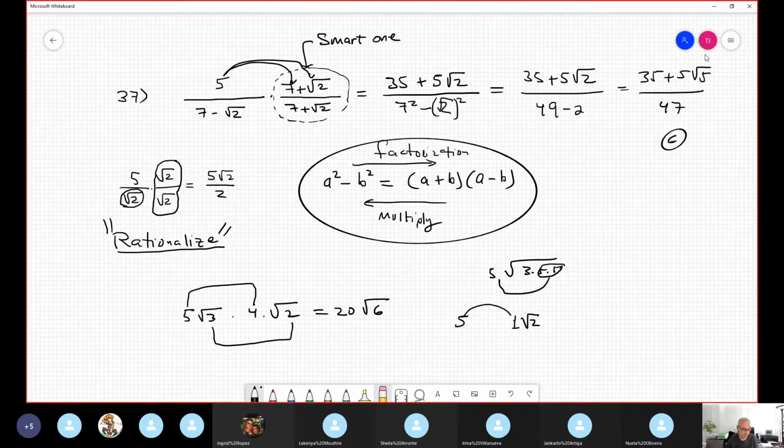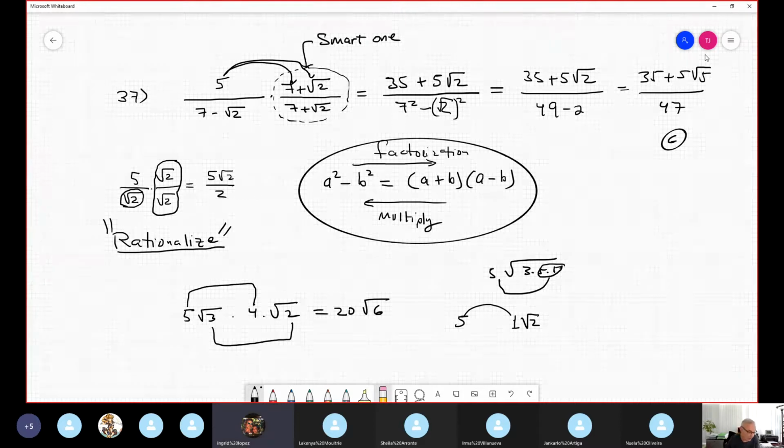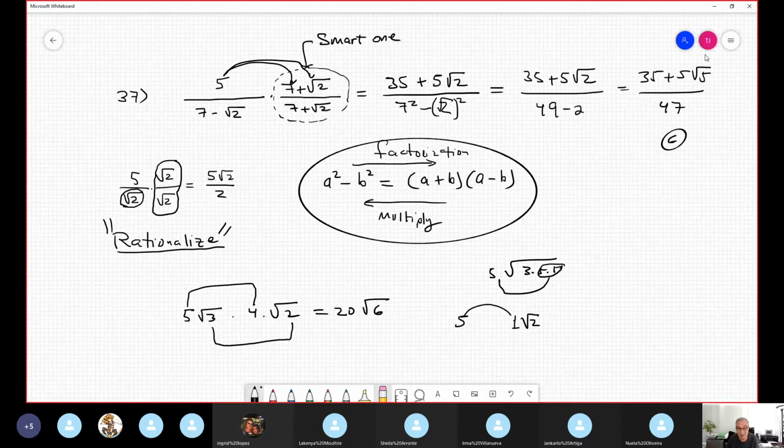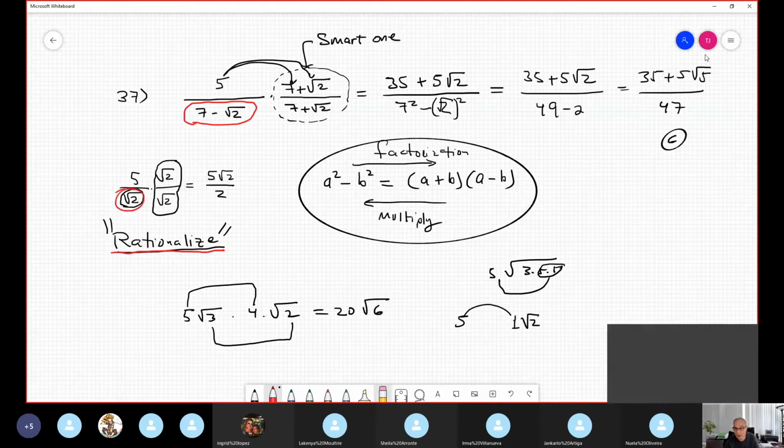You get the idea? Can you do it again, if you don't mind? Of course. The idea is, okay, what should I do? I need to rationalize again. But I recognize that we have a binomial, and you try to find the conjugate.